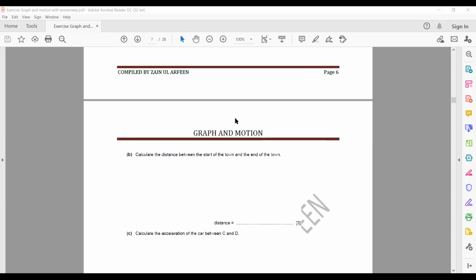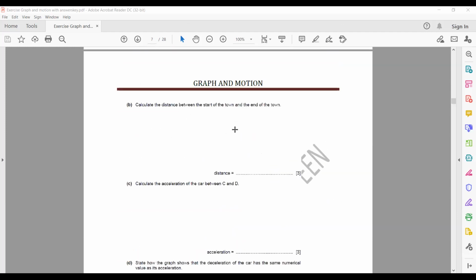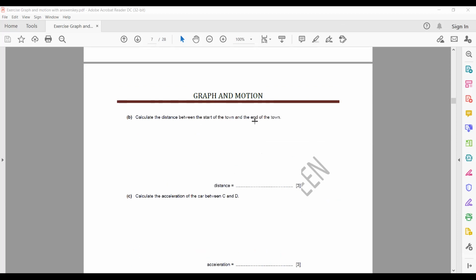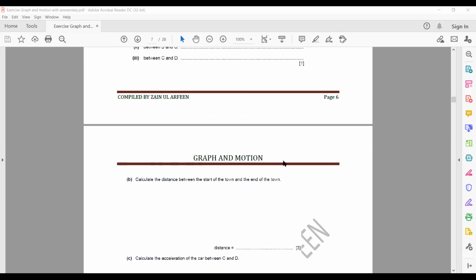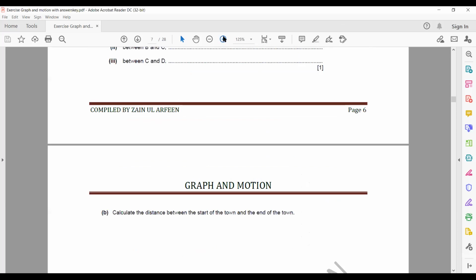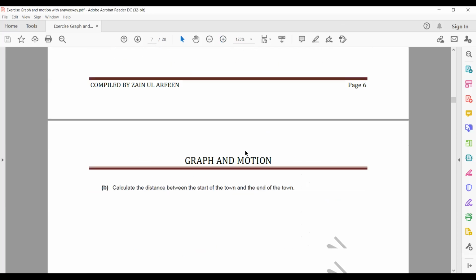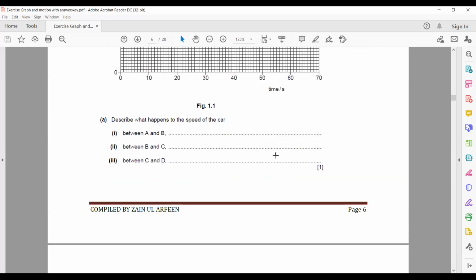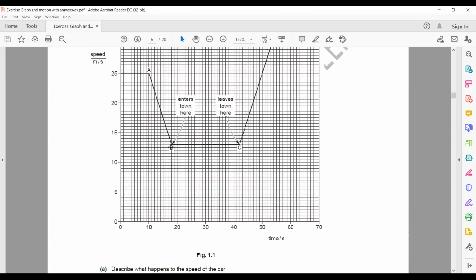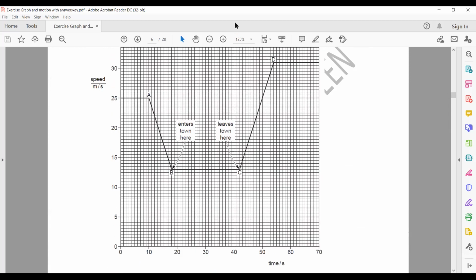Then calculate the distance traveled between the start and the end of the town. Calculate the distance traveled from start of the town to the end of the town. So this is a point. At point B, the town started, and at point C, the car leaves the town. So we want to calculate the distance from B to C.